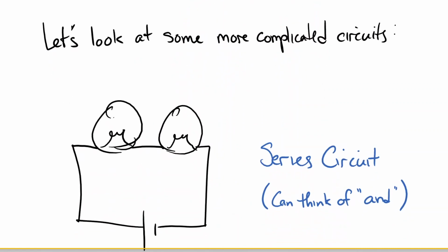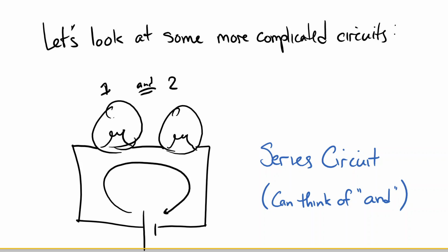Like this. This is what we're going to think of as a series circuit. It's going to be series because we can think of it as an AND thing. So right now I have a battery and 2 light bulbs, and in order to go through this circuit, I must go through bulb 1 and bulb 2. That AND is what tells us they're in series. I don't have any choice. There's no option. I have to go through both to get around.